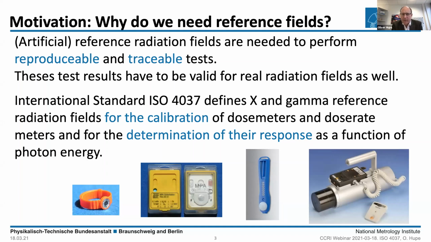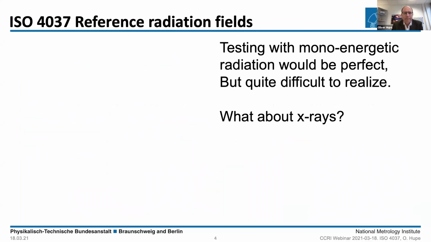And the tests also have to be valid for the real radiation situation, because it doesn't help if you have a test and the device performs perfectly, and in the field, the device fails to measure the dose. So therefore, it must be applicable. The ISO standard defines X and gamma reference radiation for the calibration of dosimeters and dose rate meters, and for determination of their response as a function of photon energy, independent of the type of device.